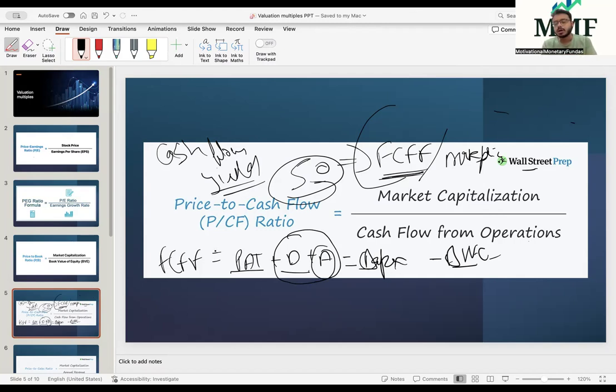This gives you FCFF. So free cash flow to firm basically tells you how much cash is left with the firm after meeting all the capex needs and working capital needs. इन सब के बाद कंपनी के पास कितना पैसा बचता है. And that is something which is very, very important. Free cash flow to firm is very much used, right? And the free cash flow to firm is also called unlevered free cash flow.